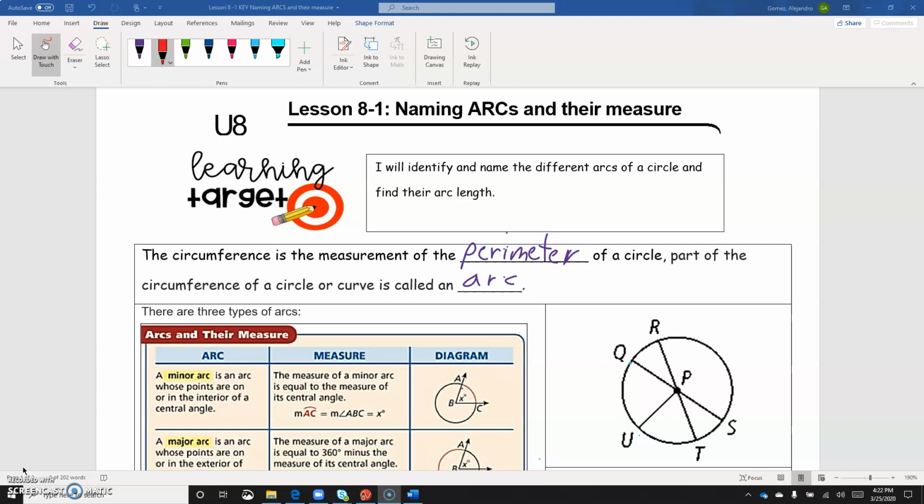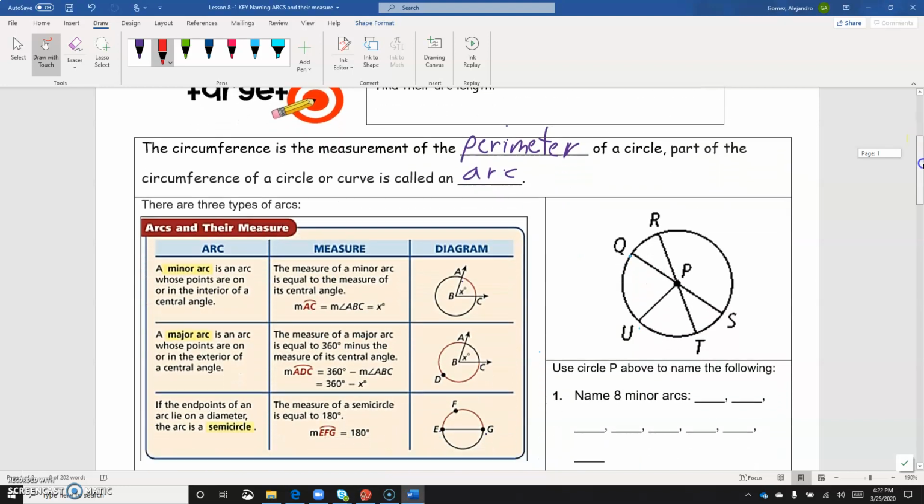The circumference is the measurement of the perimeter of a circle. So think of the circumference like the perimeter of the circle. We just call it something different, which is the circumference. A part of the circumference of a circle or curve is called the arc. So think of an arc as a piece of the circle, which means a piece of its circumference.